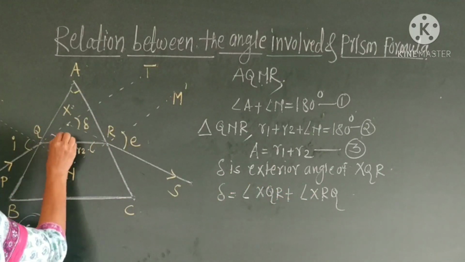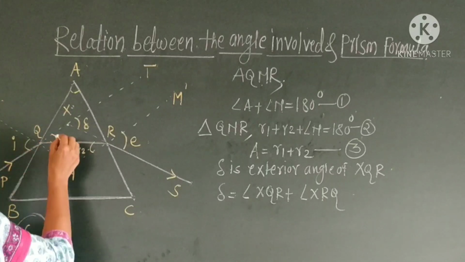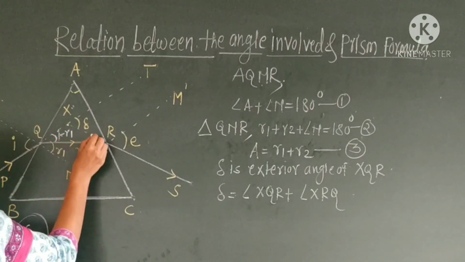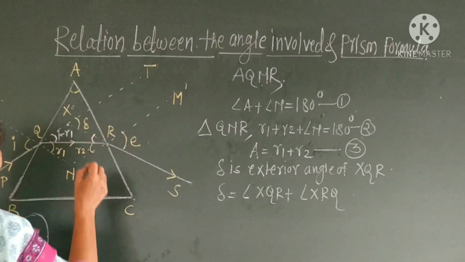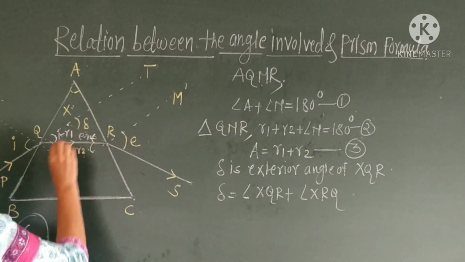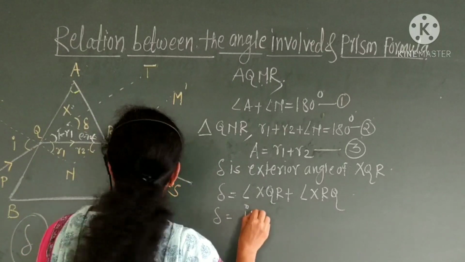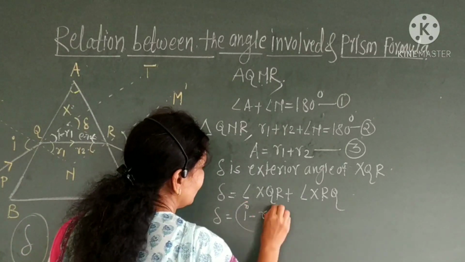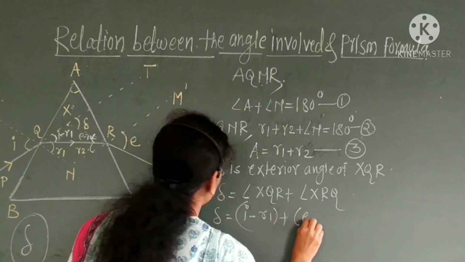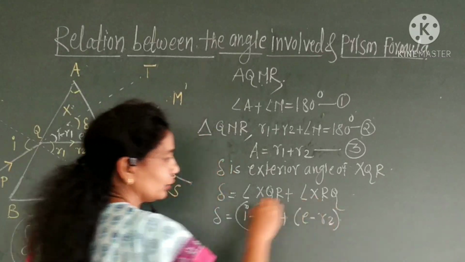Therefore, what is the value of this XQR? It is I minus R1. What is the value of this? This is E minus R2. Therefore, delta is equal to I minus R1 plus E minus R2.